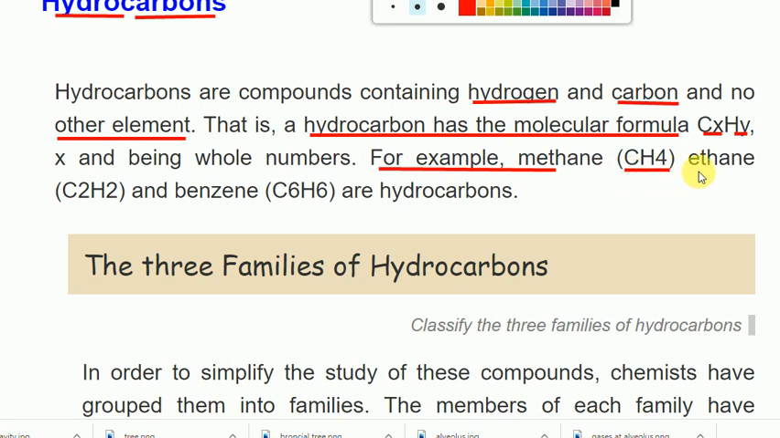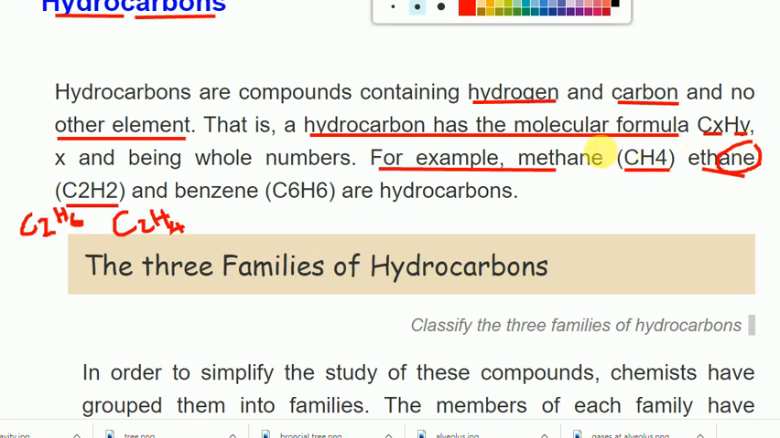So for examples of hydrocarbons, we have methane, CH4. Why do we call it methane? We will see. We have ethene, which is C2H2. This is not ethane. This is ethene, not ethane. If you want to write ethane, it is C2H6. This is ethane. Then ethene is C2H4. This is ethene.